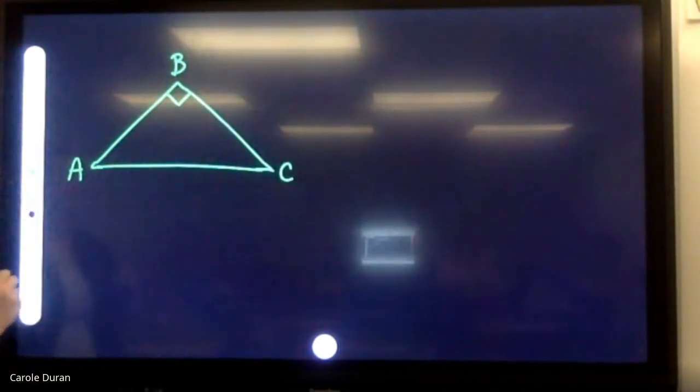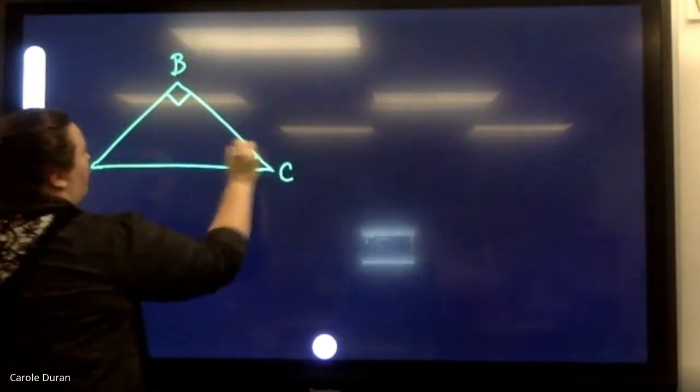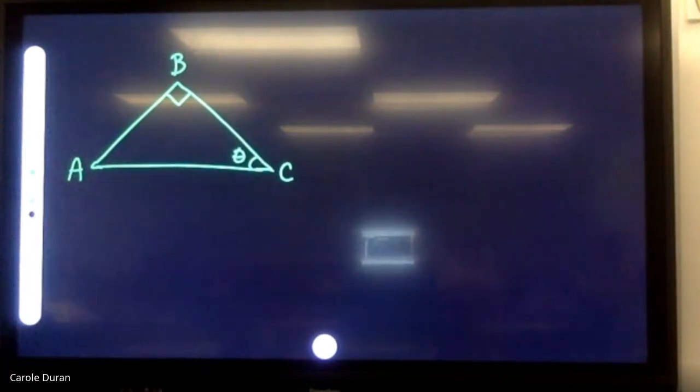I'm going to say that angle C is going to be my theta here. I would like for you to identify on your own the opposite side, the adjacent side, and the hypotenuse side of this triangle. You can just do O, A, and H, because that's easier than writing all of those out every single time.